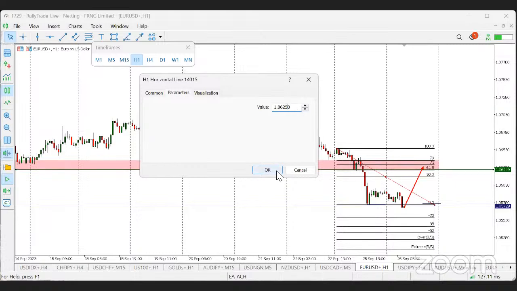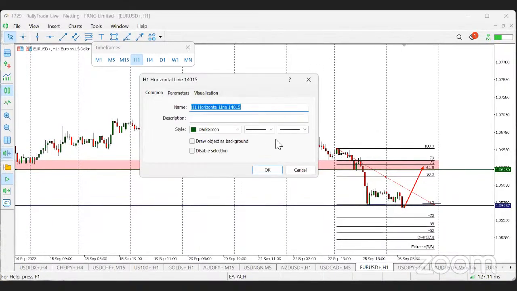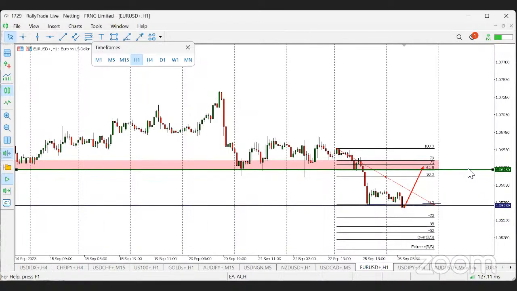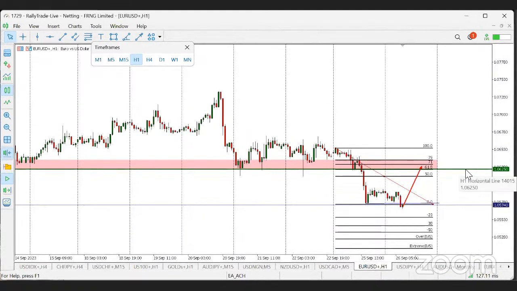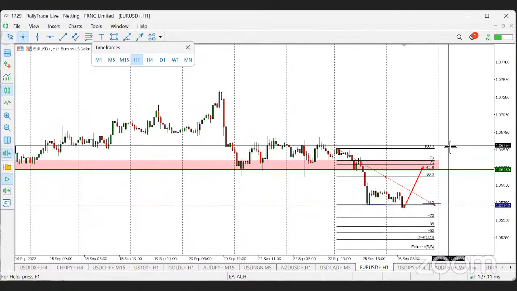So I'll be setting a sell limit at 1.06250, noted by the green line that you can see on my charts. So let me make that line bold. So noted by this green line on my charts is 1.06250, the sell limit.